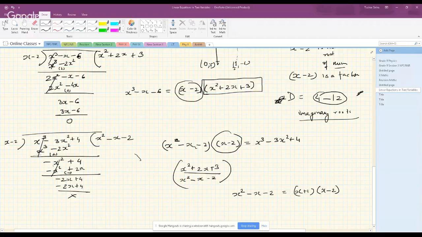Yeah, so Ronak is asking, can we use factor theorem? Yes, Ronak, we are using actually factor theorem only to find out the factors.